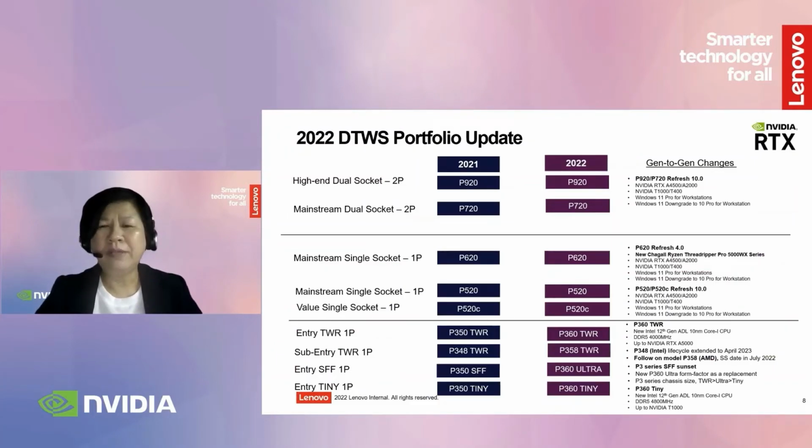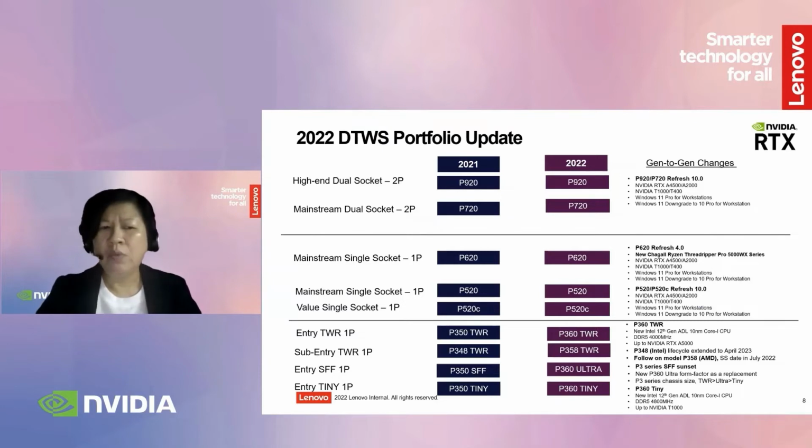What about desktop workstation? For desktop workstation on the entry level, you will see the P350 that is transiting to P360. So I mentioned about Tiny, right? And then we also have the Ultra for people who are looking into small form factor and yet give you the performance that you're looking at.